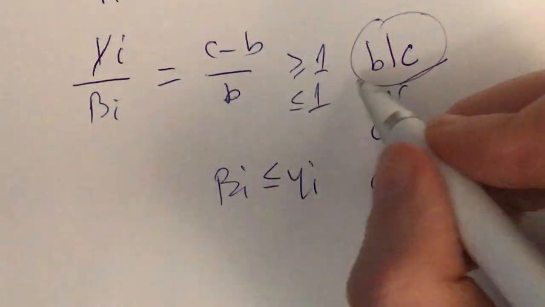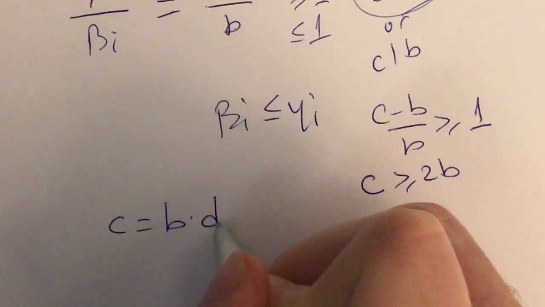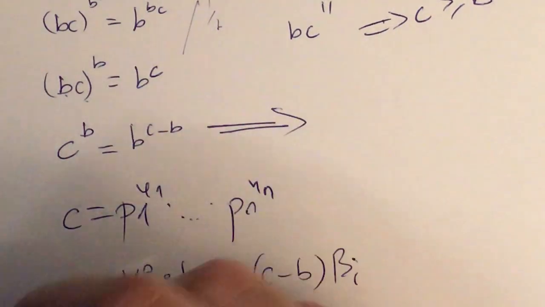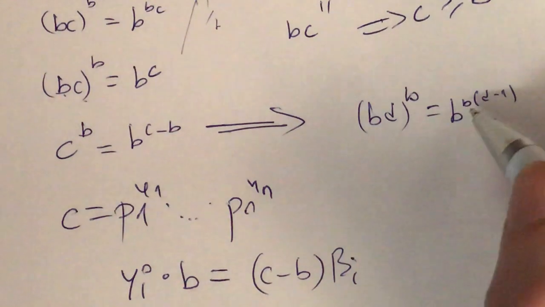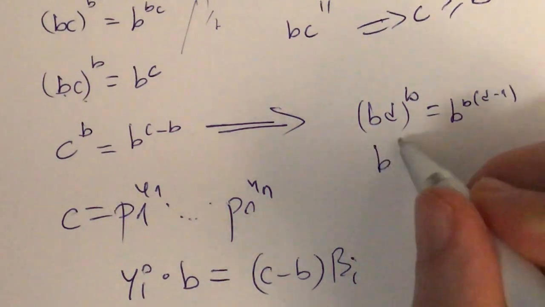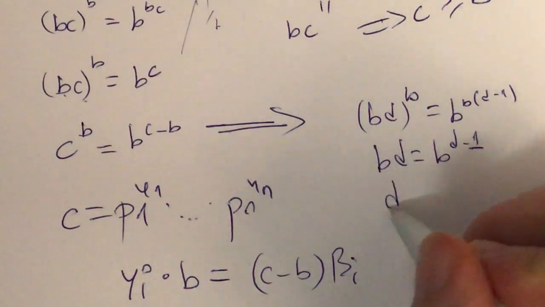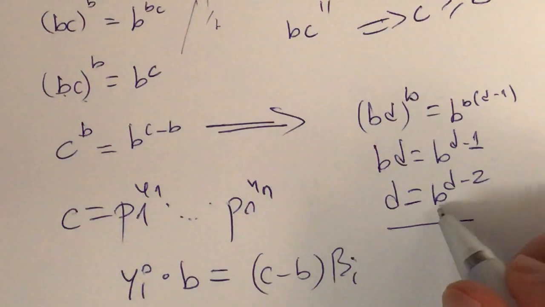So now that we know that b divides c, let's write c as b times d, and then plug that back into the original. And what we get from here is bd to the power of b is equal to b to the power of b times d minus 1. Take the bth root, we have bd is equal to b to the power of d minus 1, divide by b, and you get d is equal to b to the power of d minus 2. And now we solve this case.